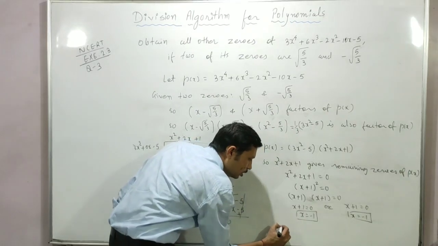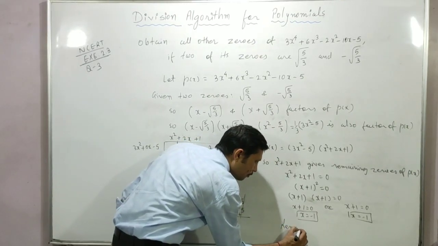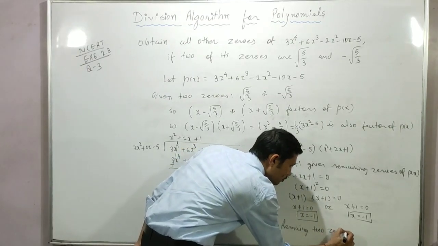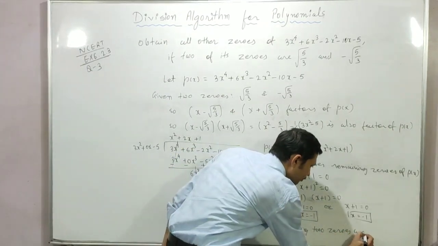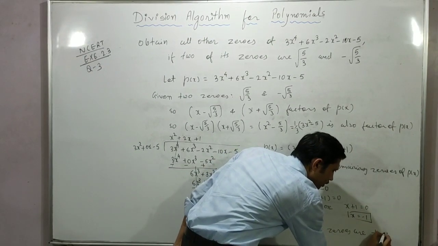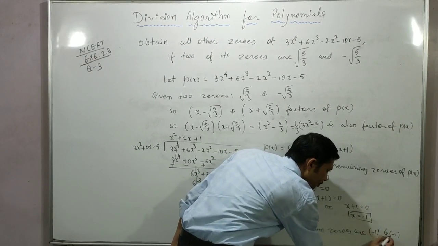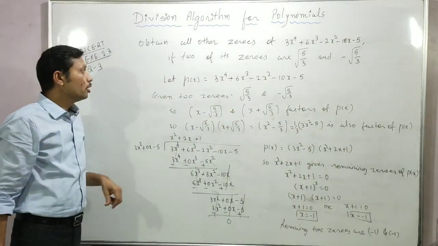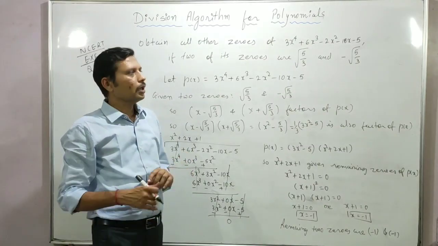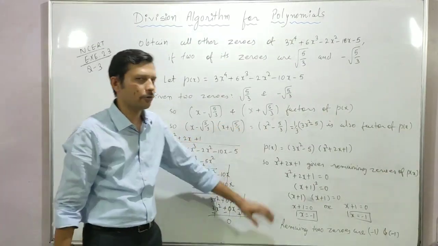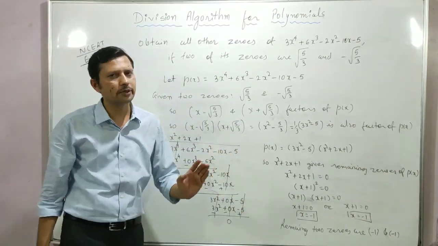Ultimately, the remaining two zeros are minus 1 and again minus 1. Okay children, understood, right? Now in our last optional exercise we again have a similar type of question, but that we will calculate by a different method.